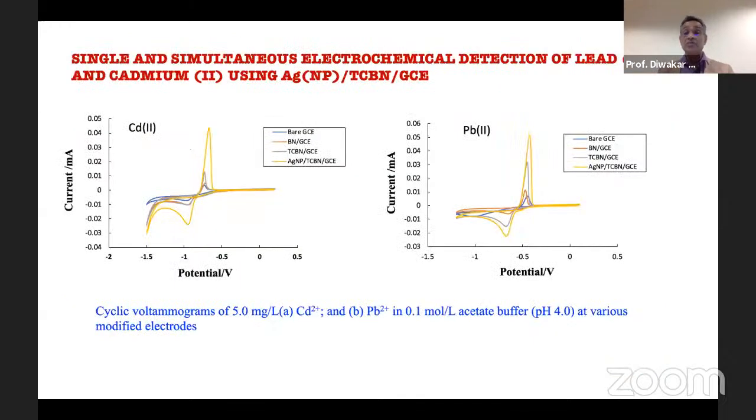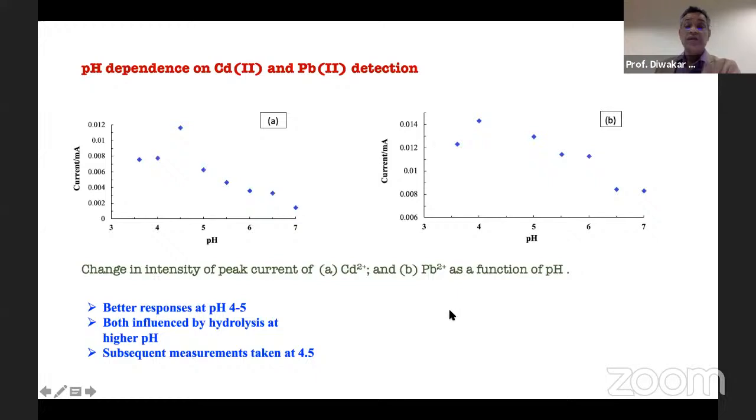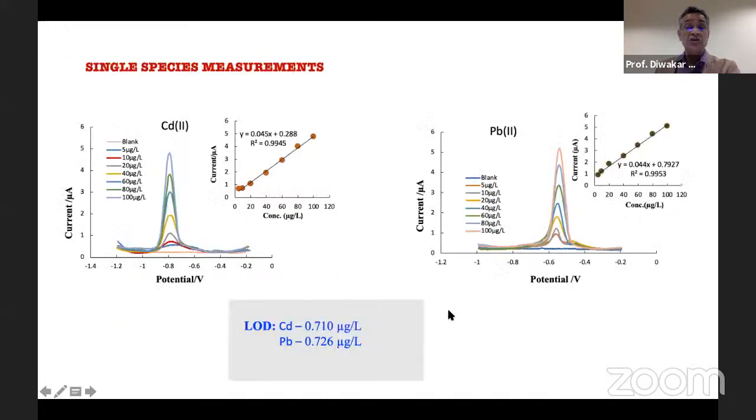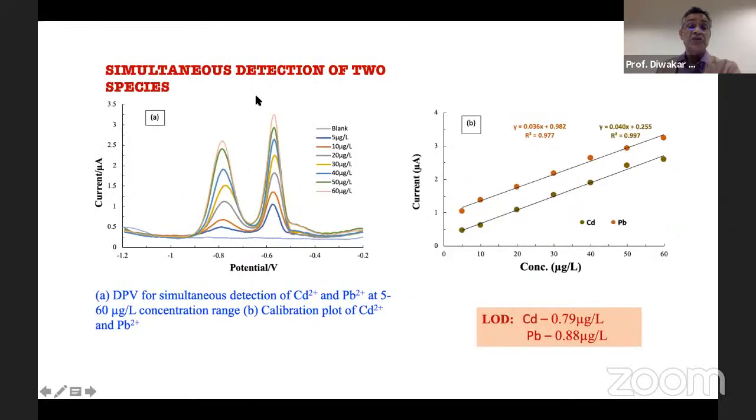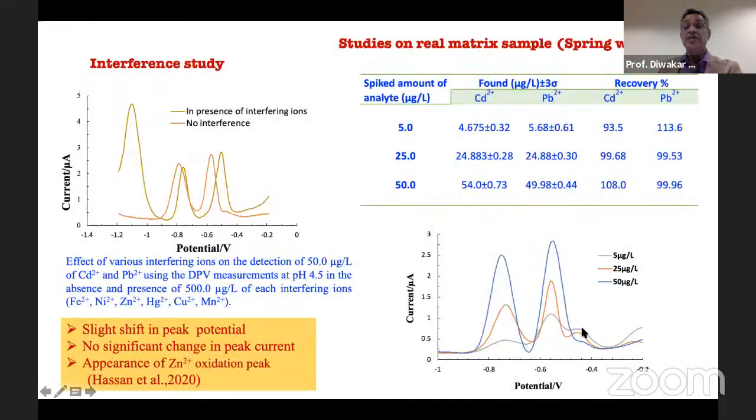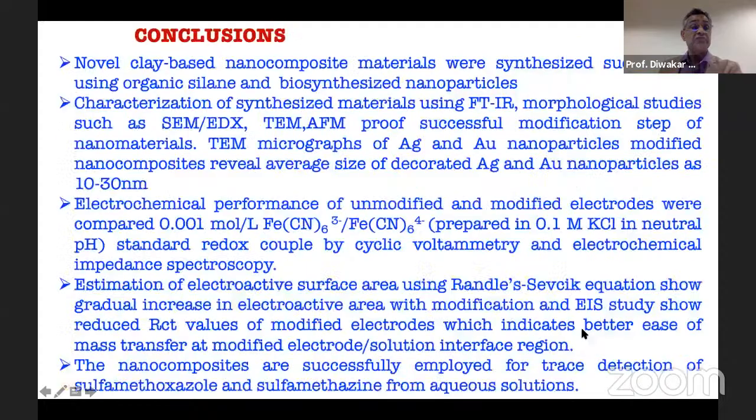So this is some more data. I will just skip this. This is for cadmium and lead detection. This is the individual detection, but we also tried simultaneous detection of these two elements, lead and cadmium. We obtained a very good detection limit of 0.79 or 0.88 ppb, and we have also done interference studies.